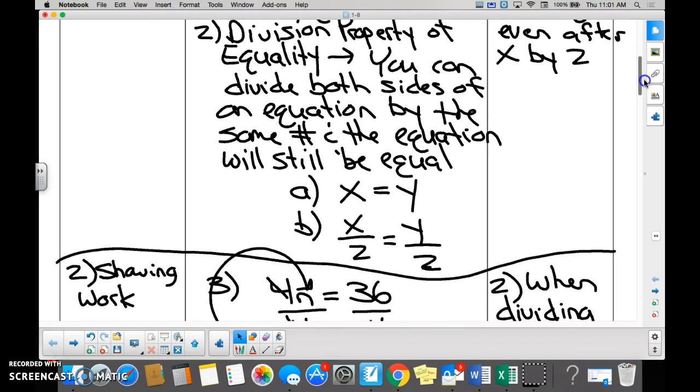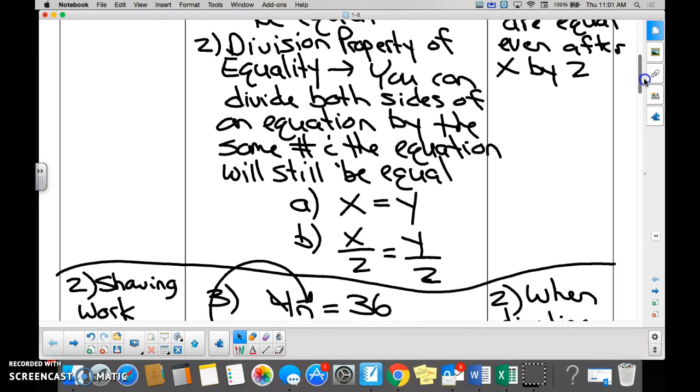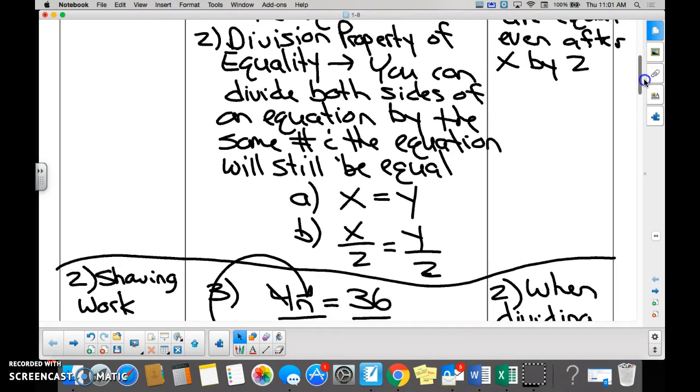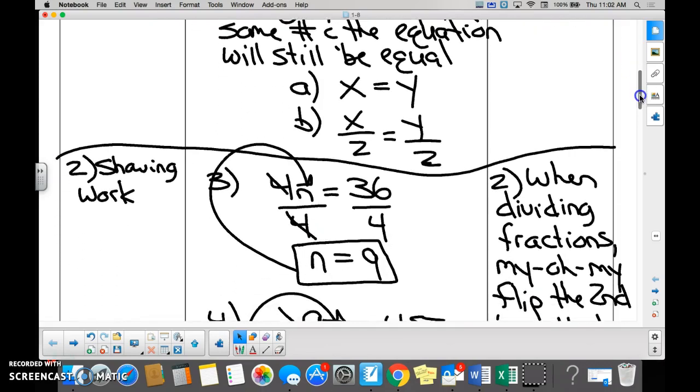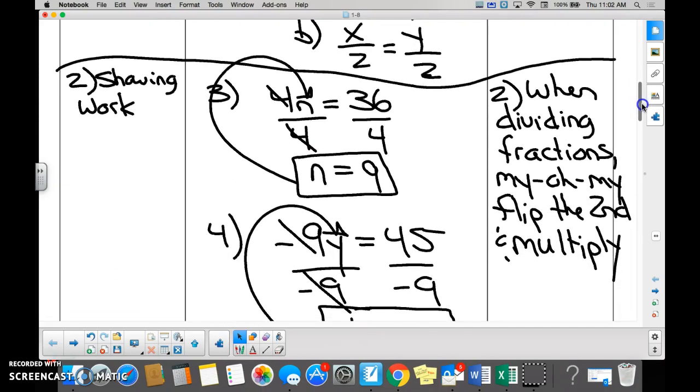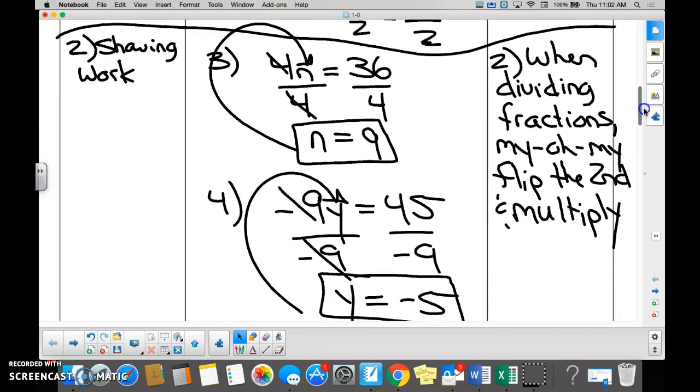Awesome. So the example for the division property of equality on number 2 is if x is equal to y, x is still going to be equal to y even if you divide both sides by 2. Right? Yes. Okay. Now is where we got into some brand new stuff that most of us haven't done before.